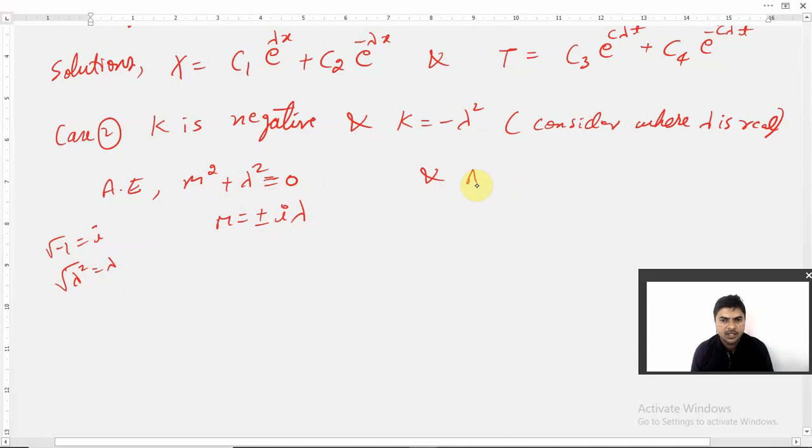And similarly, what will be the auxiliary equation of this part? The auxiliary equation, friends, will be m square plus lambda square c square equal to 0, or m is equal to plus or minus i lambda c. Again here please remember, friends, this plus will become minus 1 on this side, therefore i is equal to the square root of minus 1, and the square root of lambda square c square can be written as lambda c. So these two equations I am going to substitute.